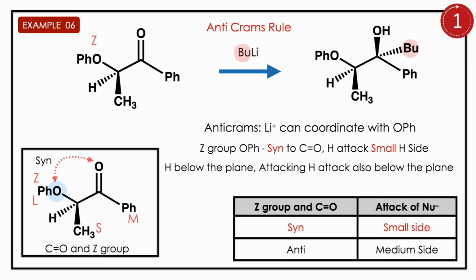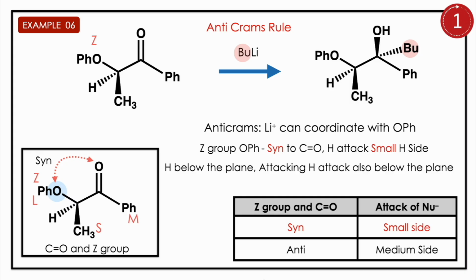Here you have an alpha chiral carbon. Redraw the molecule with hydrogen. Hydrogen is below the plane, methyl is below the plane, and phenoxide is on the alpha carbon. The oxygen attachment can act as a Z group because of its lone pair. Butyl lithium you are using, and lithium can hold the coordination. So there is a possibility of anti-Cram's rule. So be careful with the choices.